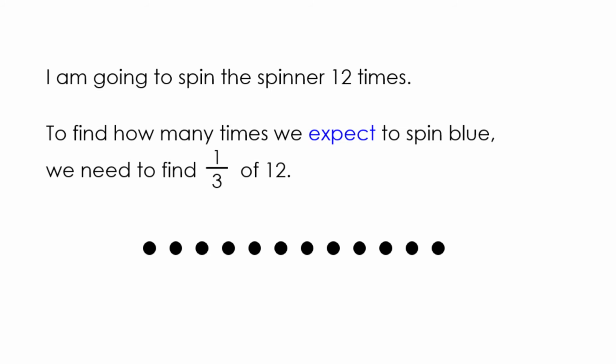I am going to spin the spinner 12 times. To find out how many times we expect to spin blue, we need to find 1/3 of 12. Now, if you remember, in the older videos and in class, I just told you to do this. And you have to multiply this by 4 so it can equal 12. And what you do to the bottom, you do to the top. So 1/3 of 12 is 4.